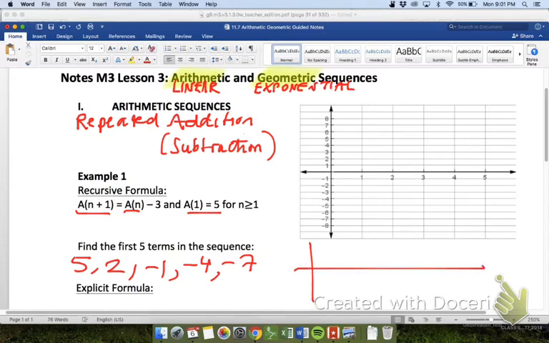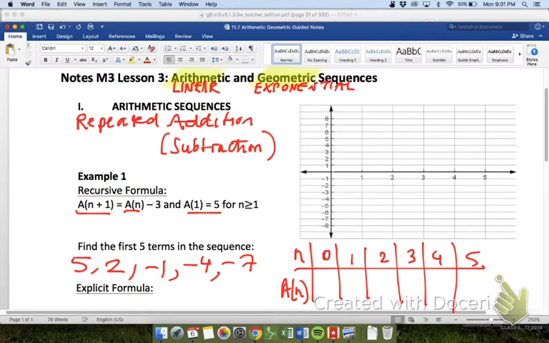Now, we can also set up this sequence in a table. Think about the value of n, and I'm going to leave a spot for the 0th value of n, even though it doesn't really make sense, but we are going to think about it for writing the explicit formula. So the first number in our sequence is 5, so I'm putting that with 1. The second is 2. The third is negative 1. The fourth, negative 4. The fifth, negative 7. And we know that our rule here was subtracting 3 every time, right?